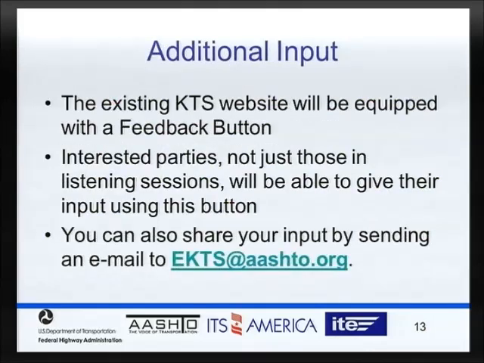You can also provide input through this email address we have here, ekts@ashto.org. So the feedback is not just through 200 people. If you have any information, even from this group, we welcome any input from you all into this email. And when you access that, you will see the questionnaires and the information on that. You can send an email back to that. So that process is also established here.